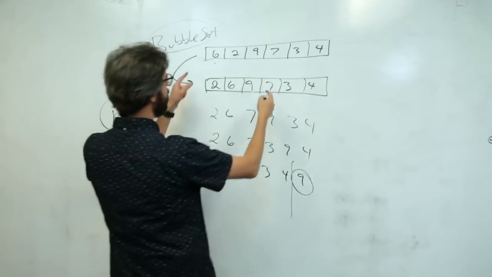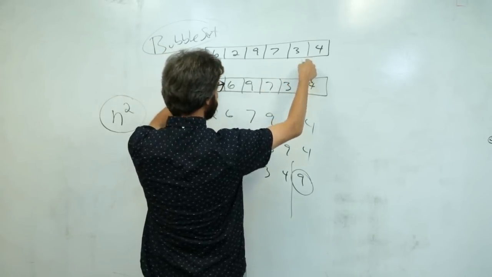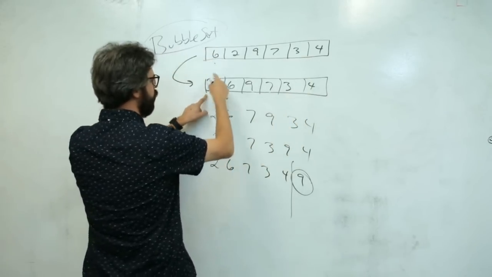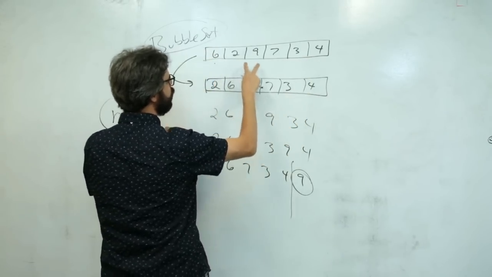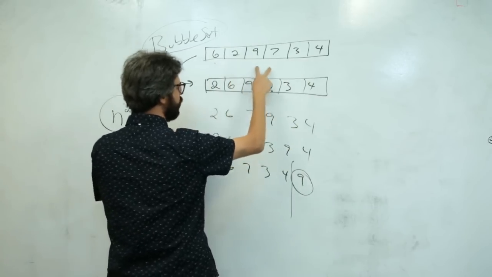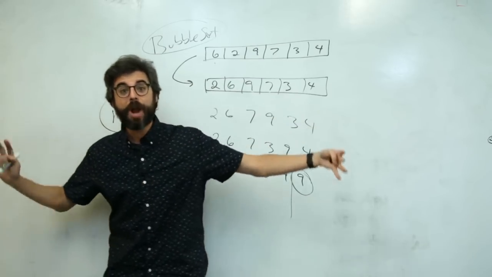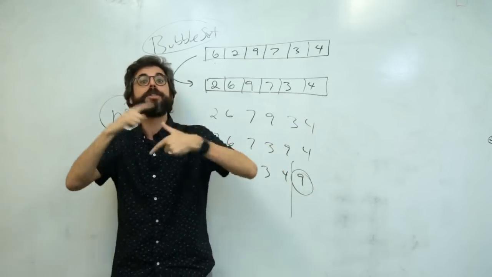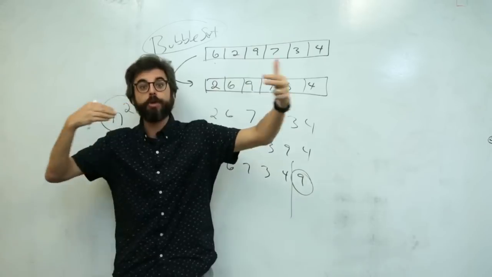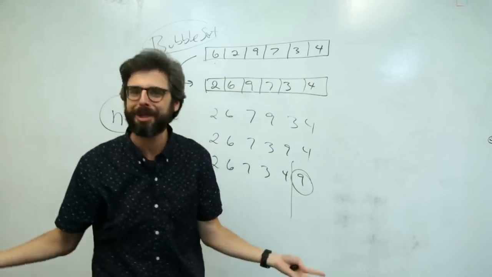If I have an array of six things, I've got to do how many swaps? 1, 2, 3, 4, 5. And then I have to do 1, 2, 3, 4, and then 1, 2, 3. So as the array gets bigger, the amount of swaps I need to check grows exponentially. So this is a slow algorithm, but I don't care about that because I want to visualize it.